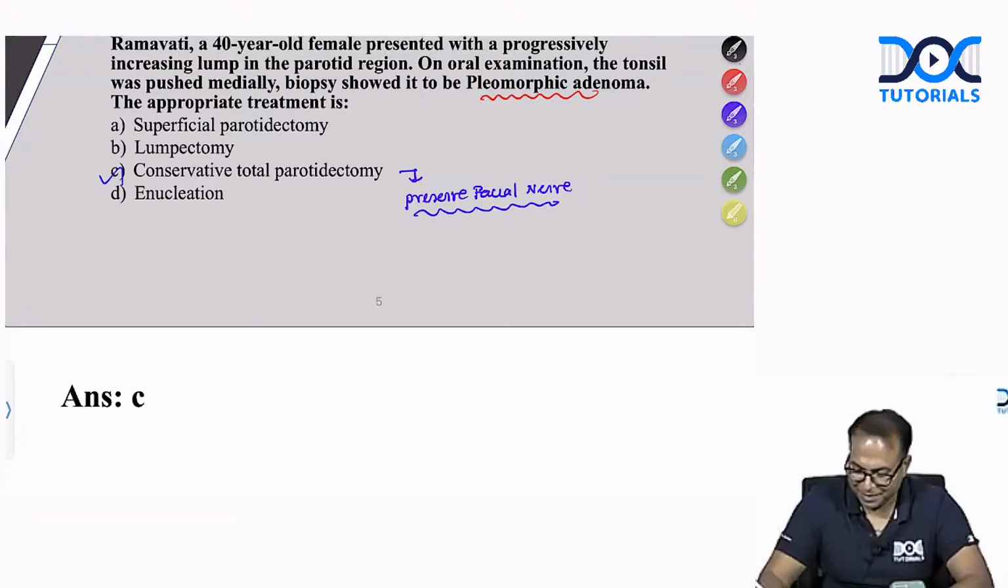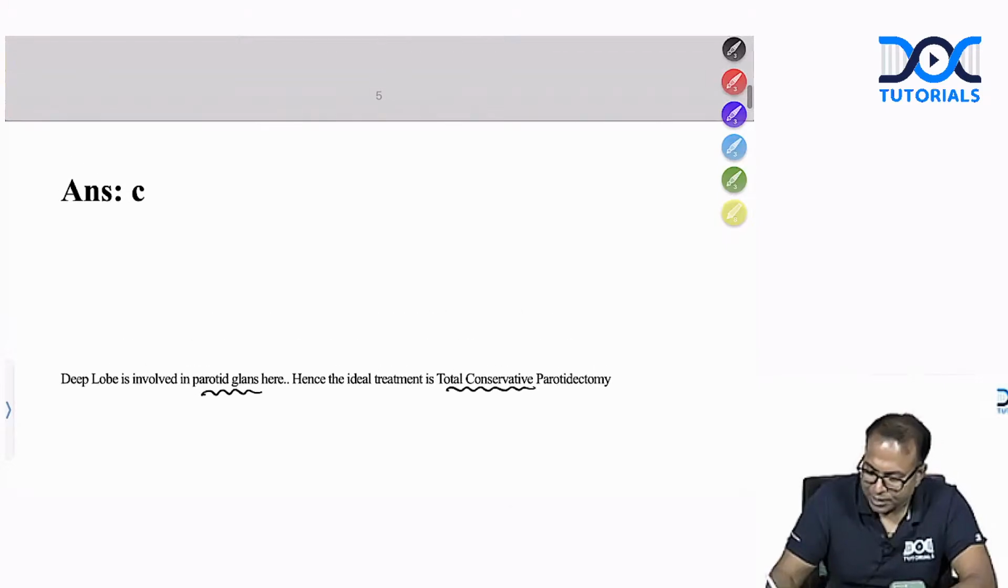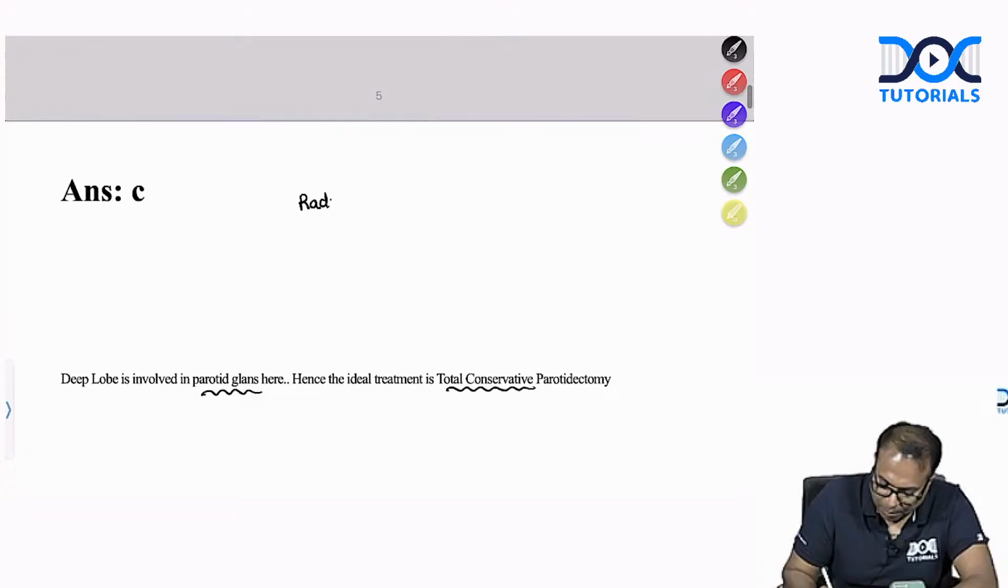Please welcome, sir. So this point you should not forget. Deep lobe is involved in the parotid gland here. Hence, the ideal treatment is total conservative parotidectomy. So can you tell me where will you do radical parotidectomy?